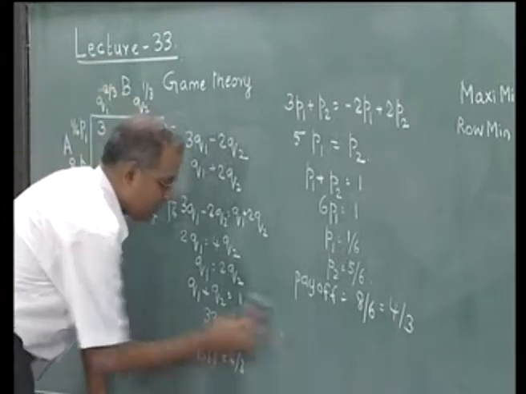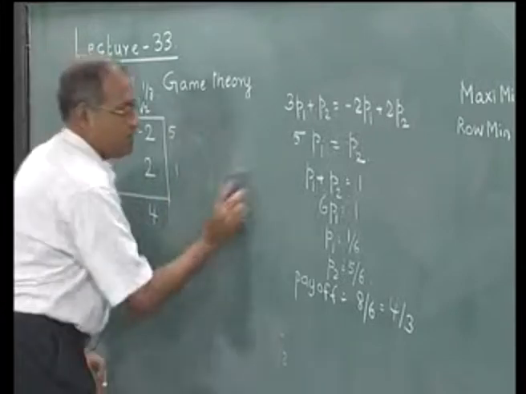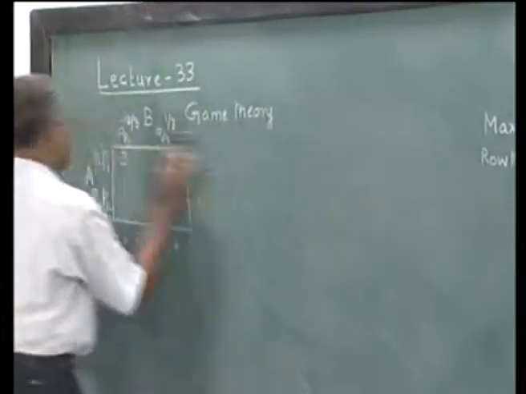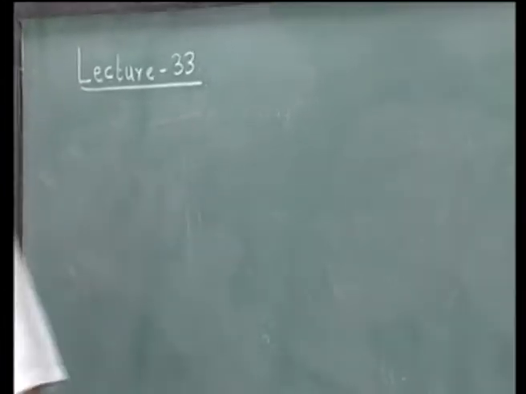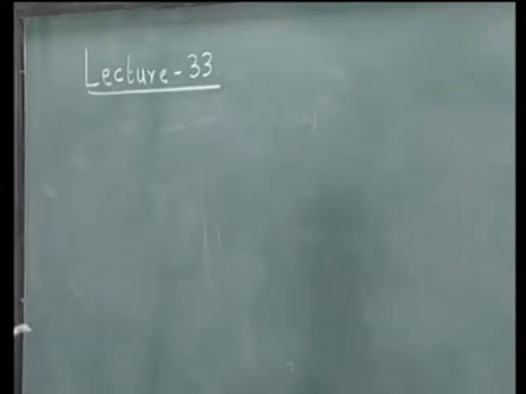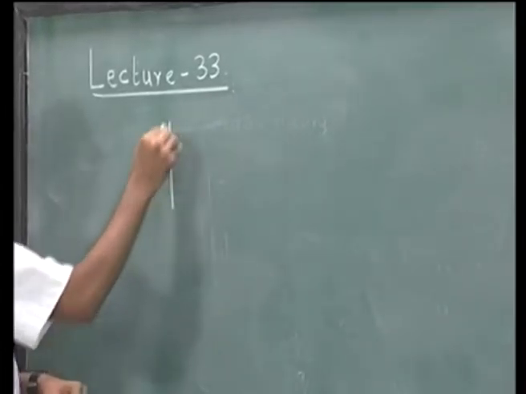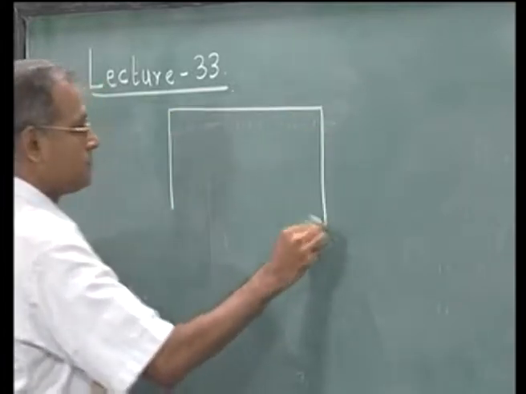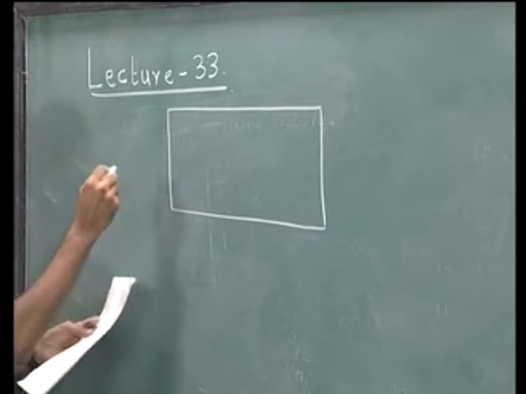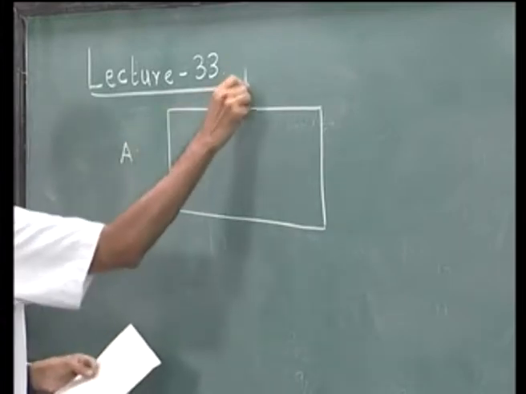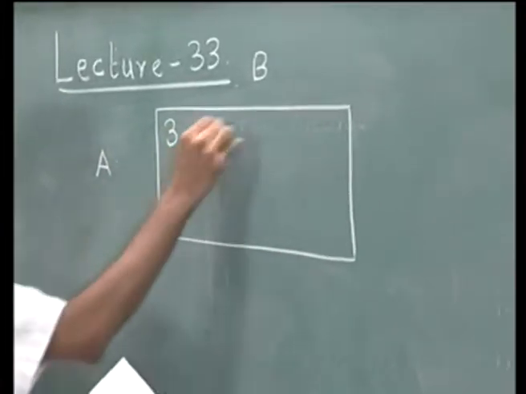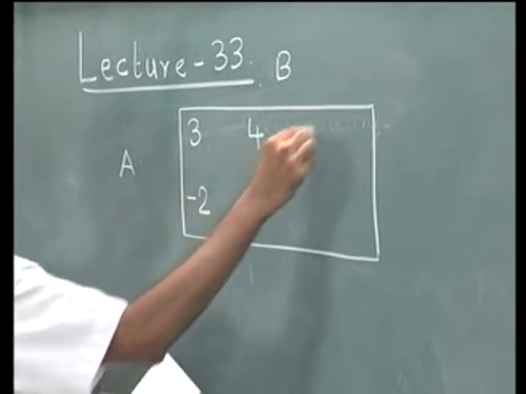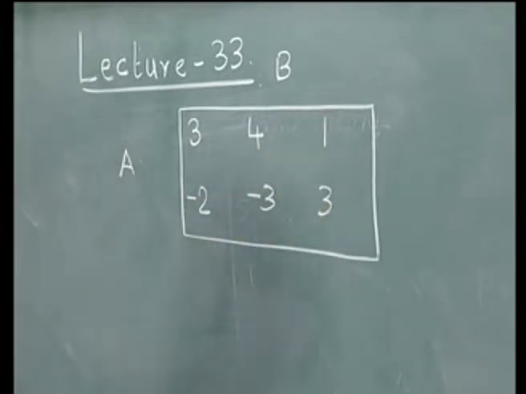Now, the next thing that we will do is look at a problem which does not have a saddle point, at the same time has more than 2 strategies for A or B. So, let us look at another example which is like this. Let us look at a game where A has 2 strategies and B has 3. So, 3, minus 2, 4, minus 3, 1 and 3. So, let us look at this game and try to see what happens.